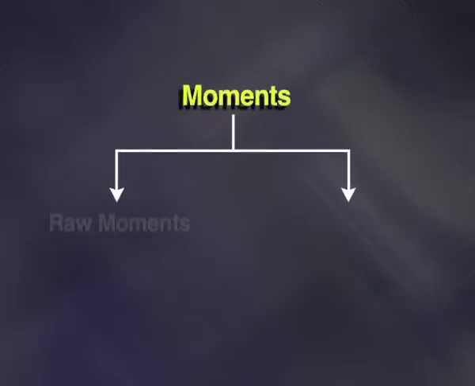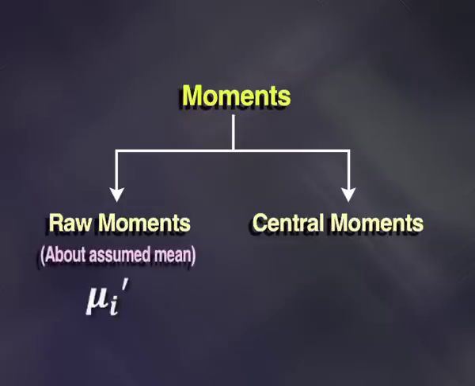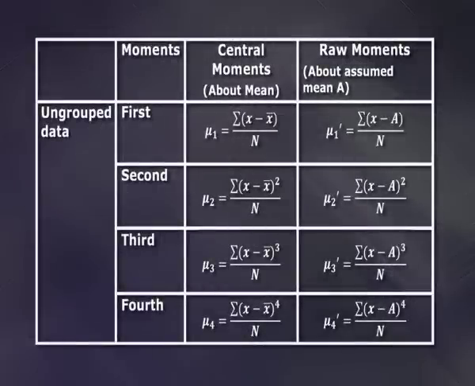We have raw moments and central moments. Raw moments are moments about an assumed mean. They are denoted by mu i dash, while central moments are moments about the mean. They are denoted by mu i. Now let us look at the formulas of central moments and raw moments for ungrouped data. We shall first understand the central moments.